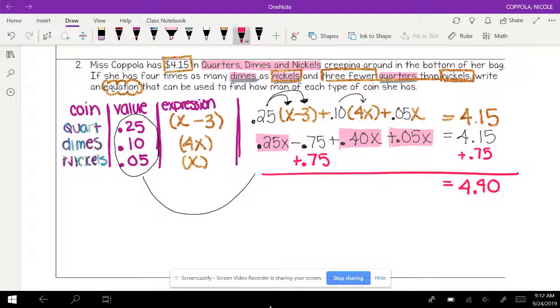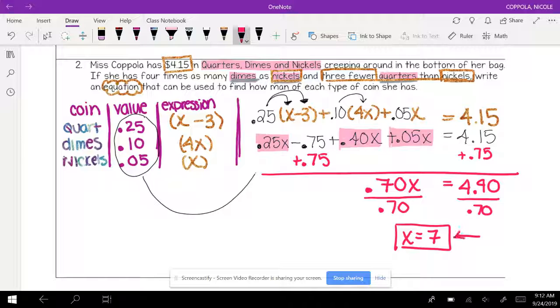And now we got to add these guys, 25 plus 40 plus 5 cents. You can do this. What does it equal? 0.70x, right? All right. Last but not least, we have to divide both sides by 0.70. And I've got x equals 7. Okay. So that makes sense.